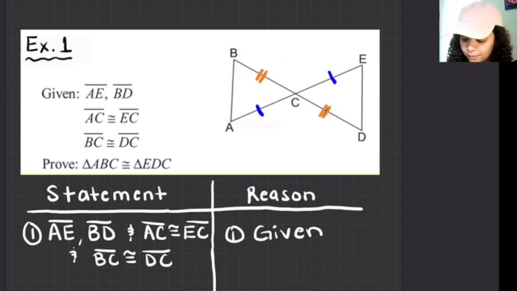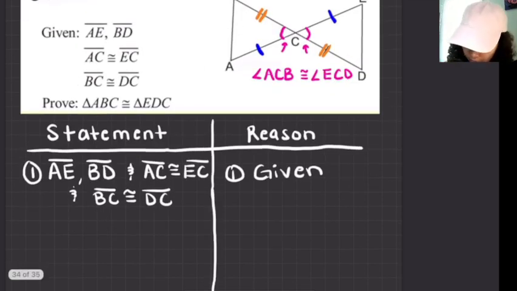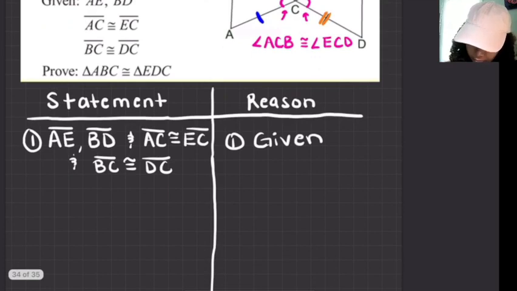So, for example, here, one thing that I noticed right off the bat is that this angle ACB is going to be congruent to this angle over here, which is angle ECD, okay? Those two angles are congruent to each other because they are vertical angles. They're two angles that are right across from each other, vertical angles, and we already know that vertical angles are congruent.